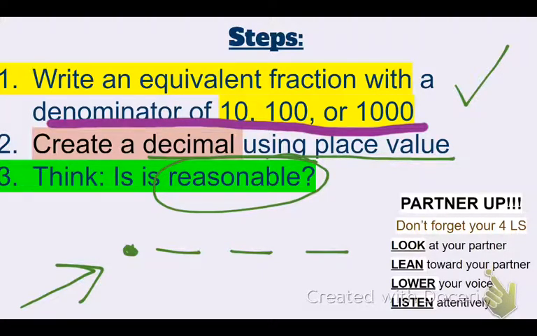So 1, make that fraction with 10, 100, or 1,000 on the bottom. 2, go ahead and create a decimal. And finally, is it reasonable?